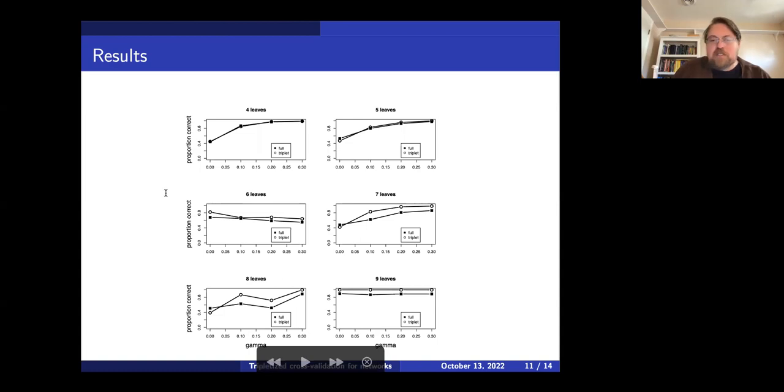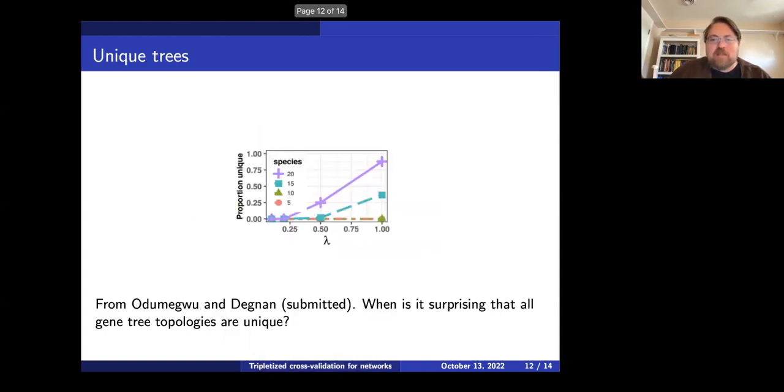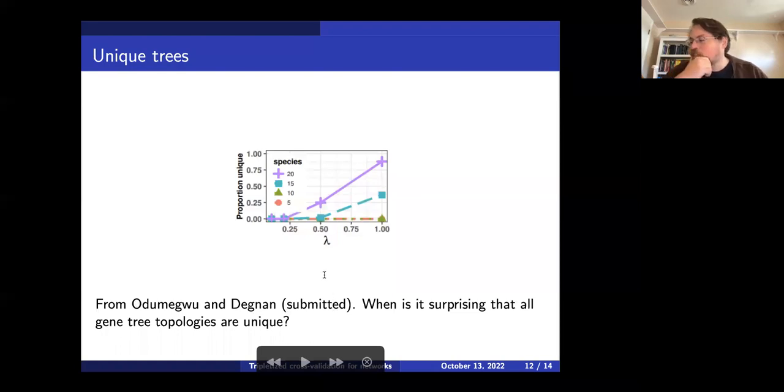All right, so some motivation for thinking about this, as I mentioned, was this other project with another PhD student. So he now has a teaching postdoc at NYU. And so in this project, we were looking at the number of unique topologies. So this was data sets of 500 gene trees and either 5, 10, 15, or 20 taxa.